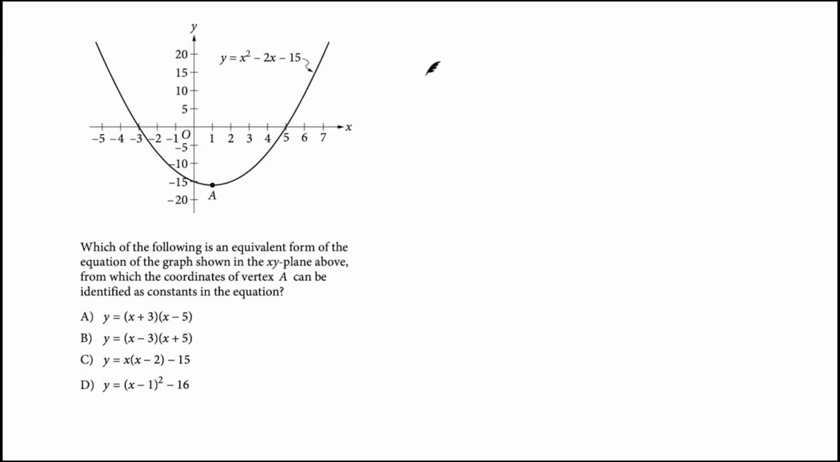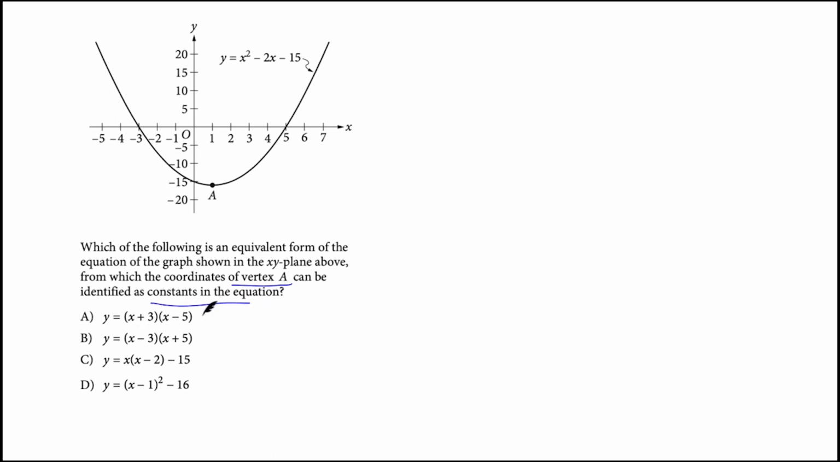Let's have a look at this past paper question. We have a curve, we have a graph, and the equation is y equals x square minus 2x minus 15. Which of the following is an equivalent form of the equation of the graph shown in the xy plane above, from which the coordinates of the vertex A can be identified as constants in the equation? We need an equation from where we can easily get the vertex. Which form is that? That is completing the square form. That is the vertex form, in which we can easily identify the turning point, the vertex.